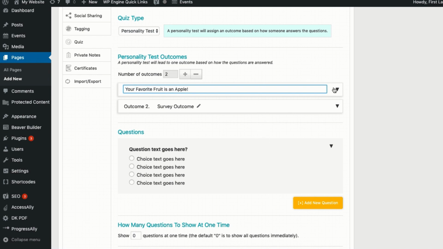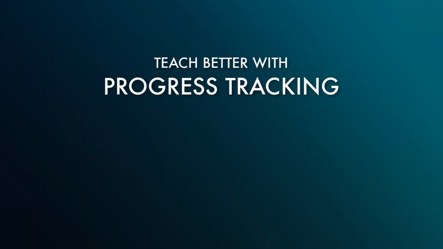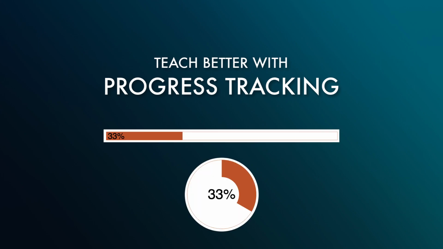For all of these quiz types, you can use videos and images in the prompts or answers, tag users based on how they performed in the quizzes, and even use them as an opt-in tool to help you build your email list. AccessAlly Pro comes with a built-in progress tracking feature that allows you to create progress bars and pie charts and track the user's journey through your online courses.